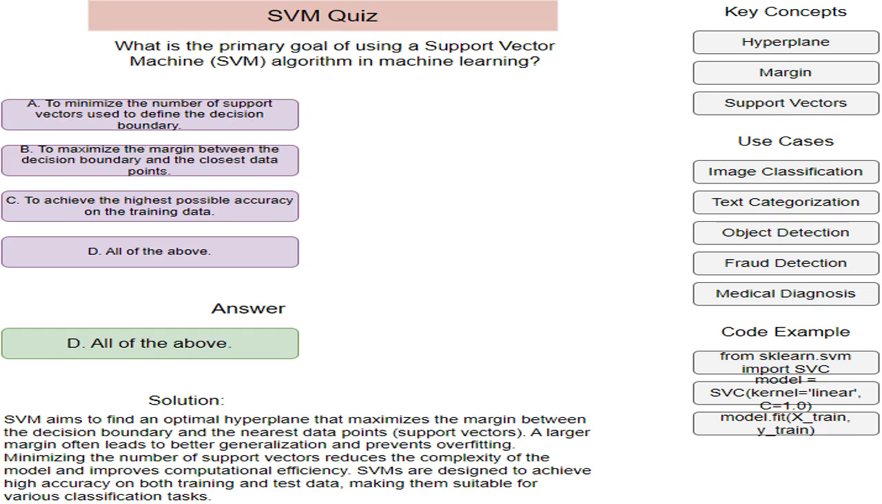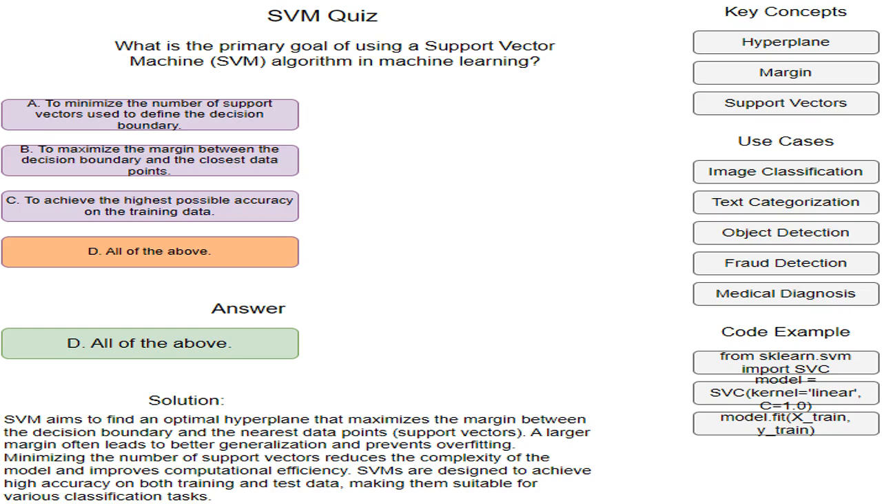This statement is correct. All the above statements are core objectives in SVM algorithms. Minimizing support vectors, maximizing margin, and achieving high accuracy on both training and test data are all interconnected and contribute to the effectiveness of SVM. Solution: D. All of the above.